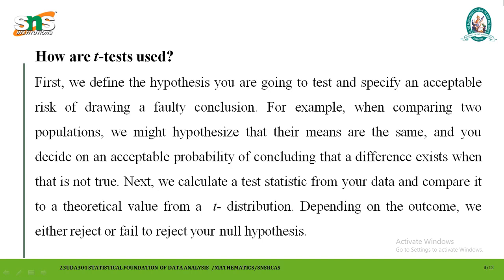Next, we are going to see how this t-test is used. First, we define the hypothesis. We are going to test and specify an acceptable risk of drawing a faulty conclusion. For example, when comparing two populations, we might hypothesize that their means are the same, and we decide on an acceptable probability of concluding that a difference exists when that is not true. Next, we calculate the test statistic from the data and compare it to a theoretical value from a t-distribution. Depending on the outcome, we either reject or fail to reject our null hypothesis.